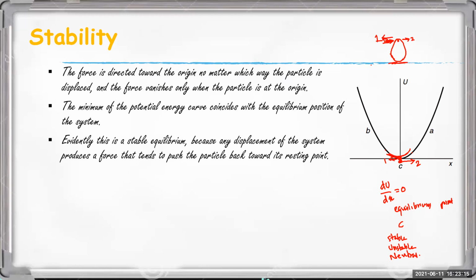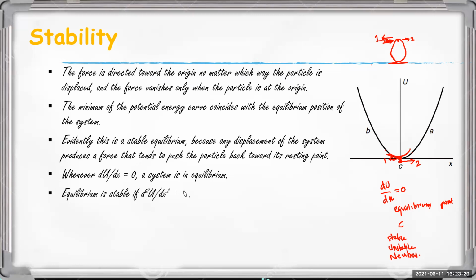Now we go into its mathematical details. Whenever du by dx is equal to 0, a system is in equilibrium. Then the equilibrium is stable if d square u by dx square is greater than 0. What is d square u by dx square? It is the second derivative of potential energy with respect to the position. If this quantity is greater than 0, the equilibrium is stable.